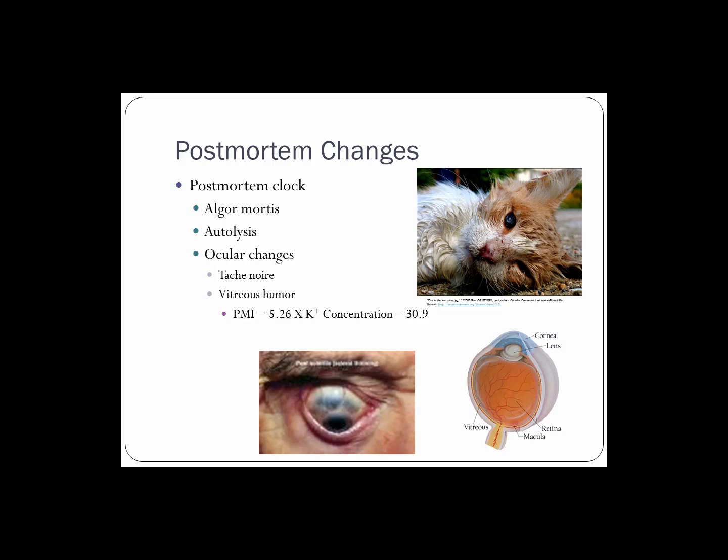If the eye is open and exposed to the air, occasionally a brown to black band may form on the sclera because of the drying of the eye. This is called tache noire. Tache noire is French, I think, for black spot. It may be mistaken as antemortem or perimortem injury because it looks like a bruise. In this bottom picture, you see this tache noire along this eyeball in this human.